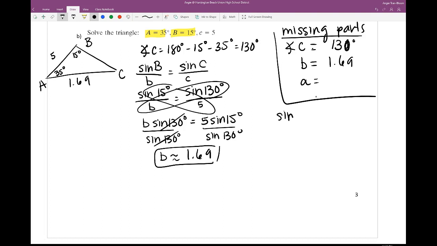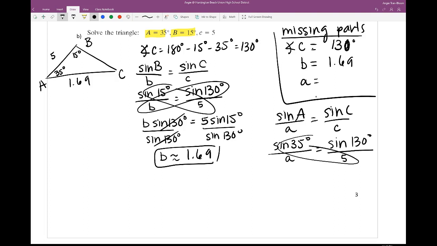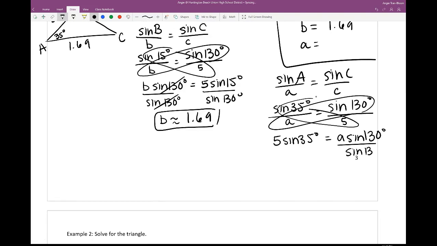Let's find A. So sine of big A over little a is exactly the same as sine of big C over little c. The reason you're using C is because leg B is approximated from decimals, so we try not to use the approximated solutions when possible. So sine of 35 degrees over little a, which is unknown, equals sine of 130 degrees over 5 units. You can cross multiply: 5 times sine of 35 degrees equals A times sine of 130 degrees. Divide both sides by sine of 130 degrees.